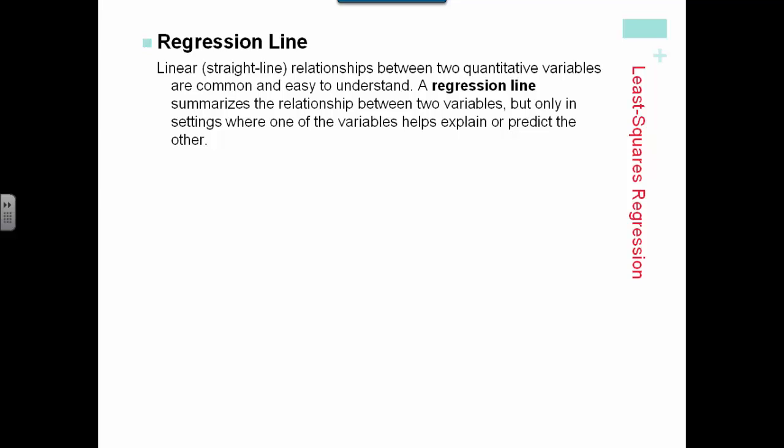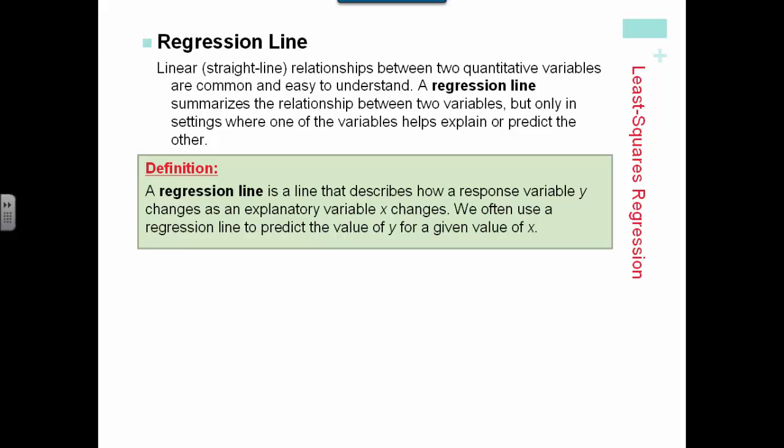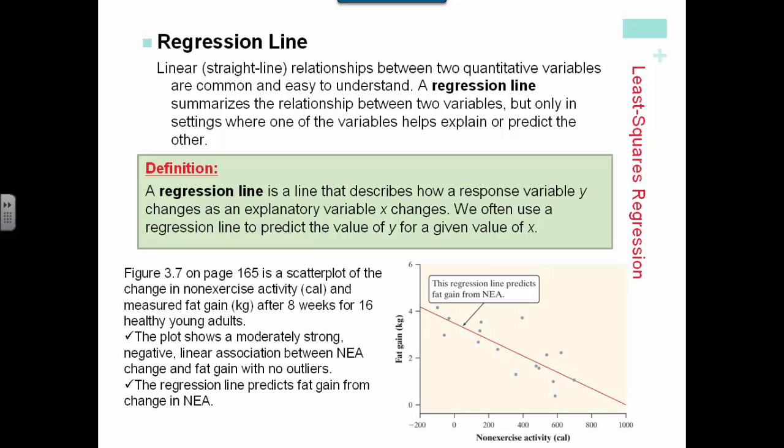A regression line is a straight line relationship, or linear relationship, between two quantitative variables. It summarizes the relationship between two variables, but only in settings where one of the variables helps explain or predict the other. It describes how a response variable y changes as an explanatory variable x changes. We often use it to predict the value of y for a given value of x.